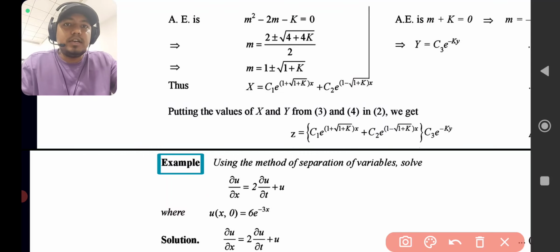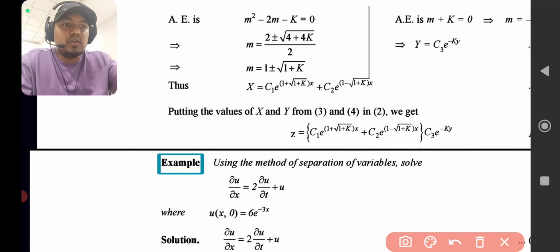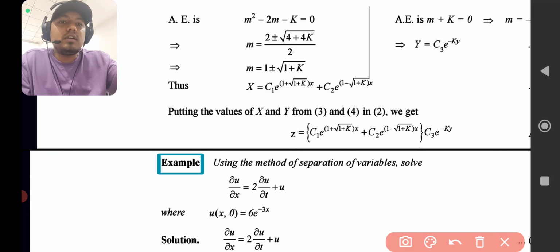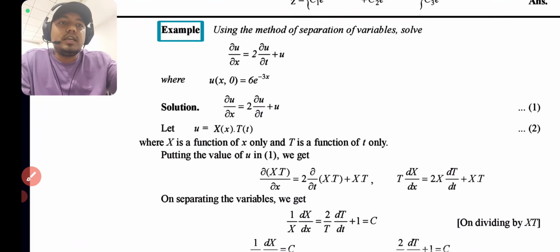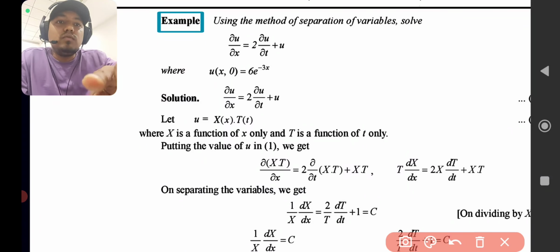But because boundary conditions or initial value problems are not given, I mean initial values are not given, so we'll leave it here itself. Now we'll go for our next question. So in the next question again we can solve this question by using the variable separable method. So what is your first approach?